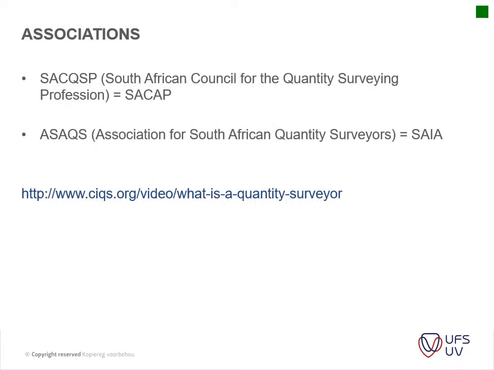Then the association, I just put in this differentiation, like I mentioned in class, there's a difference between the council and the association. The council is the one that you actually want to be registered with, whereas the association is the one that just gives you more information and adds value to you as a professional.